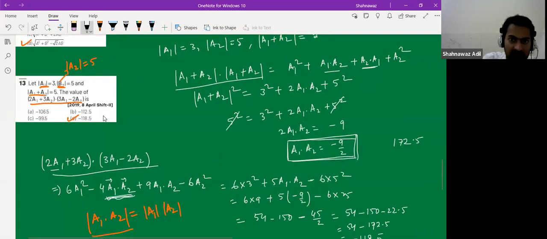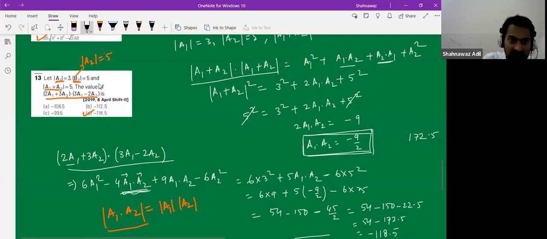This was the question. So you can correct this: it is not B2, this is A2. There is a misprint over it.